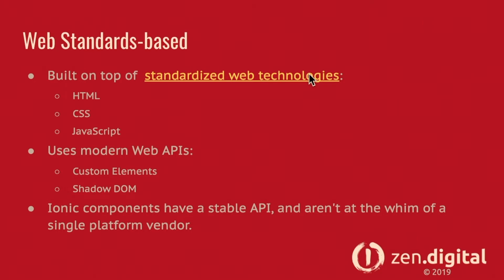Ionic components have a stable API and aren't at the whim of a single platform vendor. One of the issues with previous versions of Ionic was it was trying to be compatible with Angular, but as Angular kept updating, it kept chasing after Angular, and it realized that it had to create a disconnect from Angular. That's one of the reasons that it's now using custom elements in the shadow DOM, and that's what's giving it the ability to work with these other frameworks.